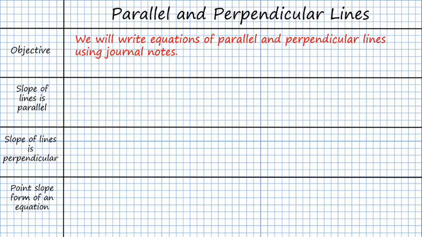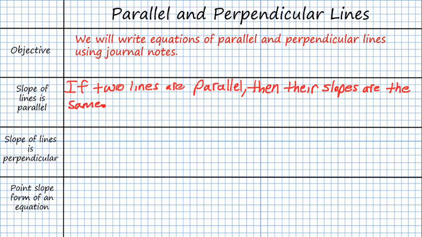So what we can say about the slopes of parallel lines is that if two lines are parallel, then their slopes are the same. So that's one of our conditional statements, right? So we have that statement, and then we can write this algebraically as the slope of the first equation will be equal to the slope of the second equation.